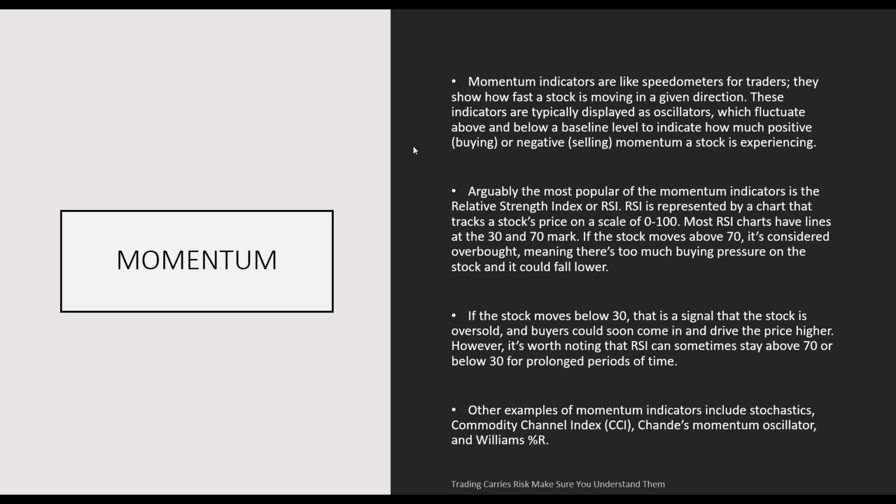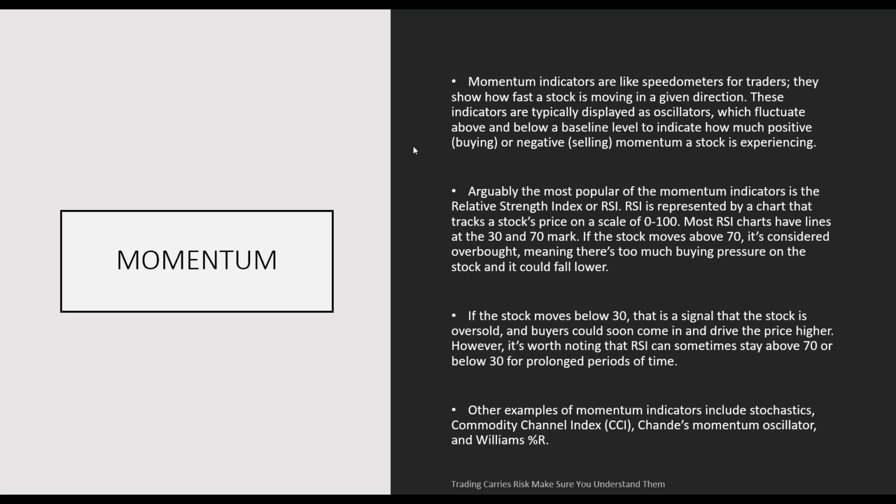Momentum indicators show how fast an asset is moving in a given direction. These indicators are typically displayed as what we call oscillators, which fluctuate above and below a baseline to indicate how much positive buying or negative selling momentum a stock is experiencing. Now, some of the most popular ones are RSI, Relative Strength Index. RSI is represented by a chart that tracks an asset's price on a scale of 0 to 100.